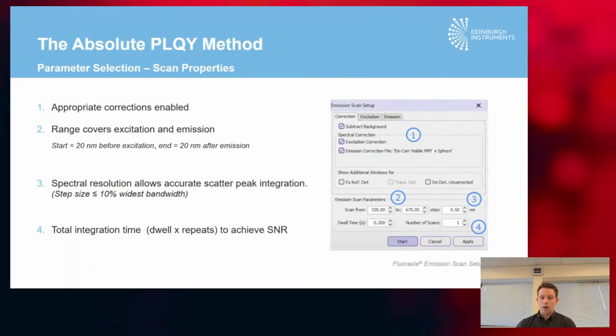The step size we recommend to be equal to or less than 10% of the widest bandwidth. For example, if you had a 5 nanometer excitation bandwidth and a 0.5 nanometer emission bandwidth, using a step size of 0.5 is appropriate. You can also adjust the signal to noise ratio by the total integration time. You can adjust this by changing the dwell or the number of repeats.